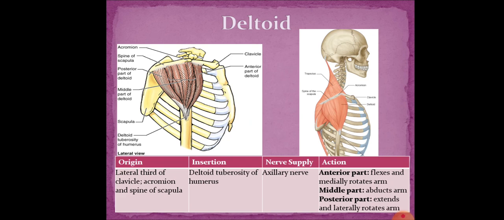Okay. Originate from the lateral third of the clavicle, from acromion and from the spine, and inserted into deltoid tuberosity. The nerve supply by axillary nerve.